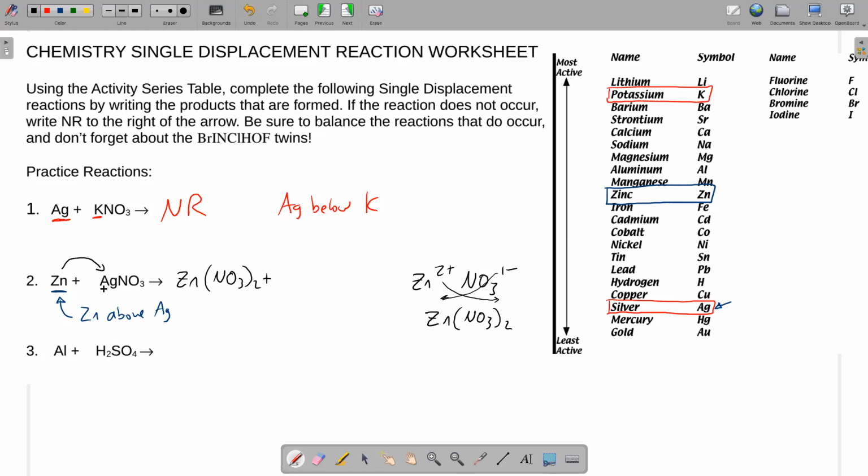One of the products is zinc nitrate, Zn(NO3)2. Because the silver goes by itself, it's just Ag. So you've got zinc and silver nitrate makes zinc nitrate and silver. This equation is not balanced because there are two nitrates on the right, but only one nitrate on the left. So you need a 2 in front of the silver nitrate. It's zinc plus 2 silver nitrates makes zinc nitrate and 2 silvers.